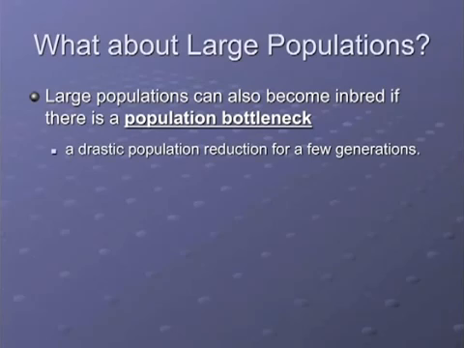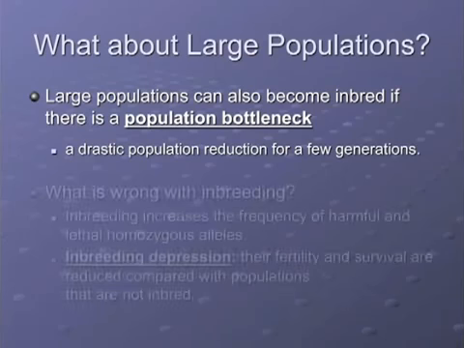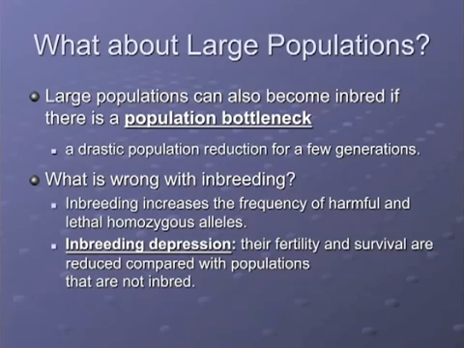Now, large populations can become inbred if there's what's known as a population bottleneck, which is a drastic reduction for a few generations, and that causes inbreeding. Inbreeding is problematic because it increases the frequency of the harmful and lethal homozygous alleles, and it's known as inbreeding depression, when fertility and survival are reduced. So they have lots and lots of problems, because you just end up with a whole bunch of one type, and as we've been discussing, evolution needs variation. Inbreeding decreases variation, in very simple terms.